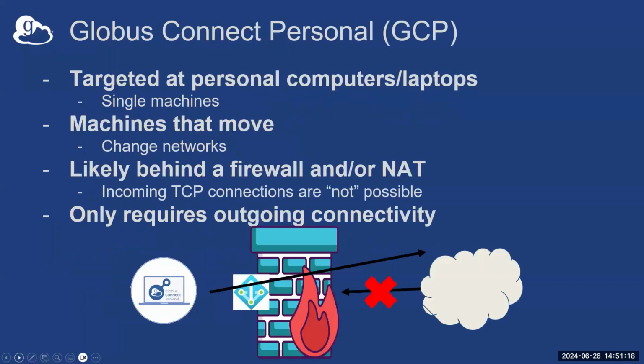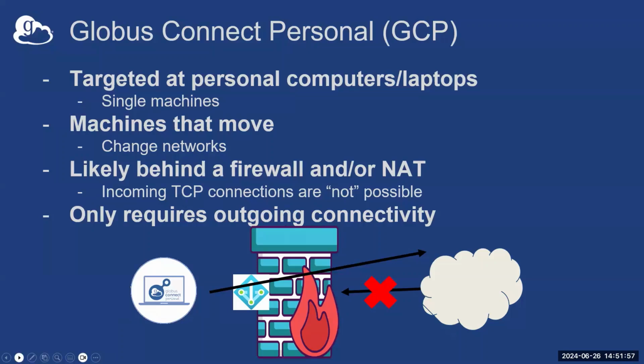Okay, so Globus Connect Personal. Again, this is targeted at personal computers, laptops. The assumption is that it's going to be behind a firewall, probably a NAT machine. It's going to move around. You're going to put it on your laptop, take it to a coffee shop, take it to the office, take it to work. We can make no assumptions that the network it was on yesterday is the network it's on today, or that we can control the network that it's on. The only assumption that we make is that it does have outgoing connectivity in terms of active TCP connections, but no incoming connectivity is assumed.